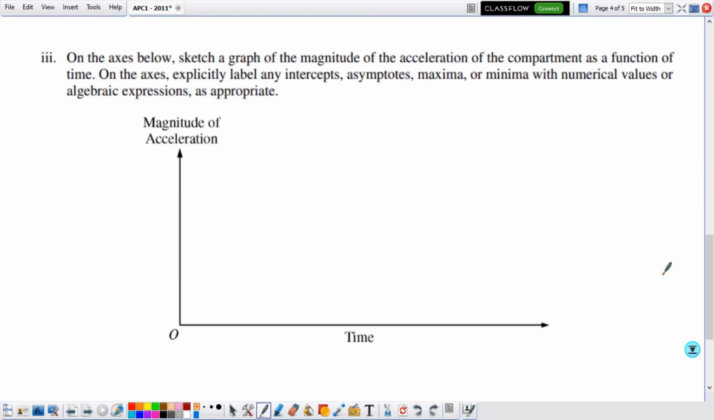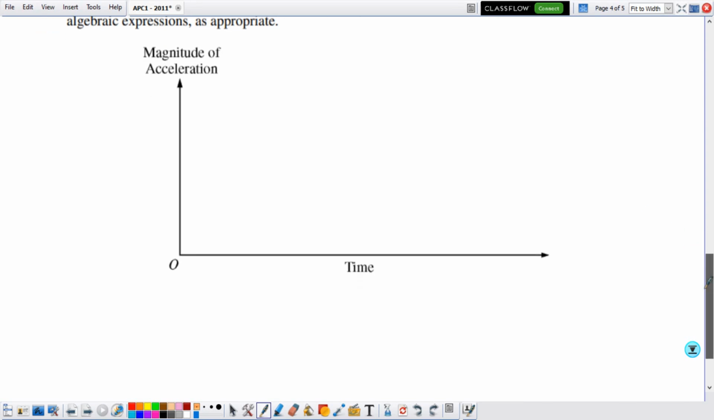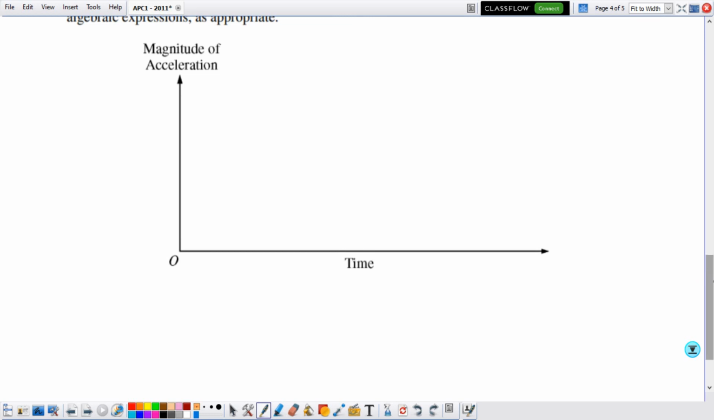Now on the axis below, sketch a graph of the magnitude of the acceleration of the compartment as a function of time. On the axis, explicitly label any intercepts, asymptotes, maxima or minima with the numerical values, or algebraic expressions as appropriate. So we need to do the plot for the magnitude of acceleration, and this is a bit tricky because they're asking for the magnitude of acceleration. Acceleration is a vector quantity, and the results might be different whenever we're talking about the magnitude of the vector or the vector itself, whenever the vector quantity we're talking about is negative.